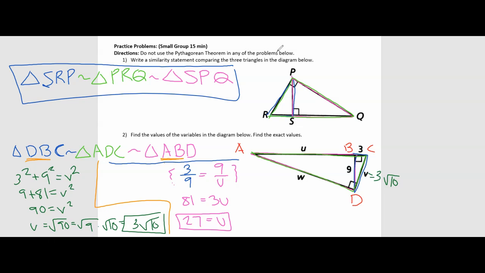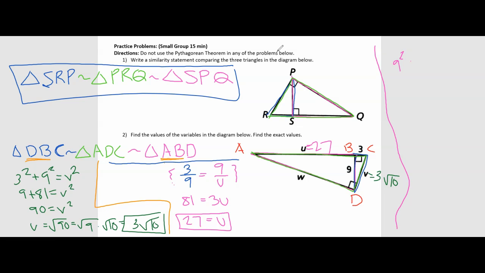You could set up another ratio to find W. However, I think that's going to be more work. I think you should just use the Pythagorean theorem again. I think that would make the most sense, because now I know that U is equal to 27. And now I know 2 sides of my pink triangle, and I can just use the Pythagorean theorem.